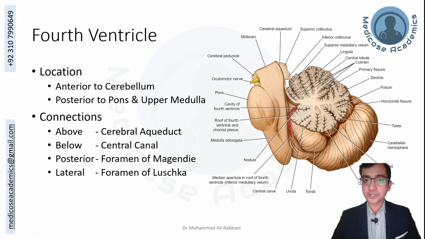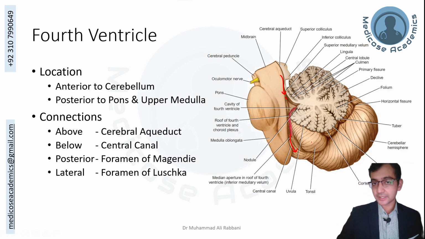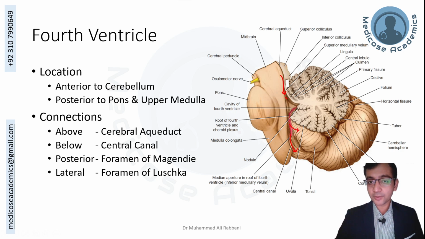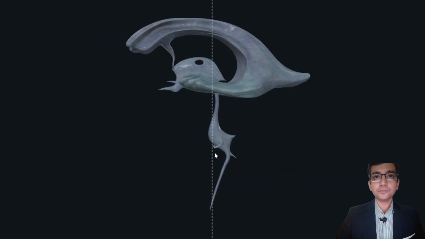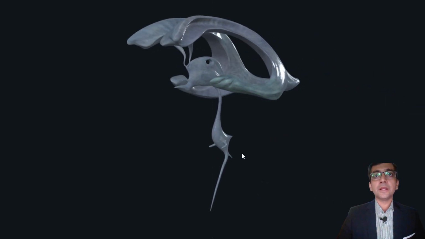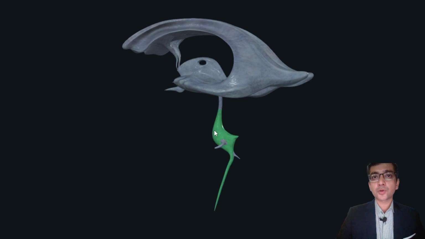So it has multiple connections. Superiorly, it gets its inflow from the aqueduct of Sylvius. Inferiorly, it is connected through the central canal to the spinal cord central canal, posteriorly there is the foramen of Magendie, and laterally there is the foramen of Luschka. These will be a little more visible in this model. Let me set it up for you. So here is the fourth ventricle, and you can see its connections.